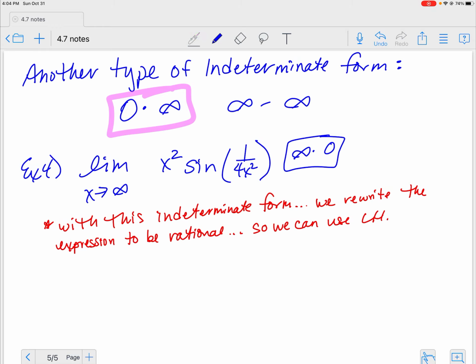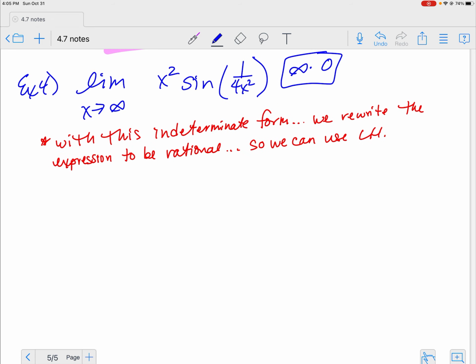So how do I take my exponent here and move it to the bottom so that it is rational? I'm going to scoot this up a little bit. So I now have my limit as x approaches infinity of the sine of 1 over 4x squared over x to the negative 2. Do you see that? All right. So I could move that back to the top that I'm looking at, right? And it would be the same.